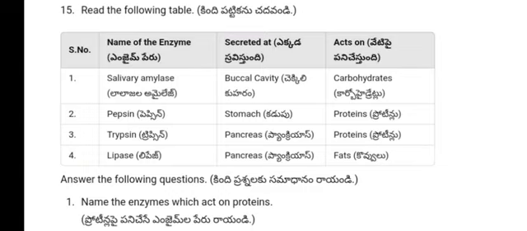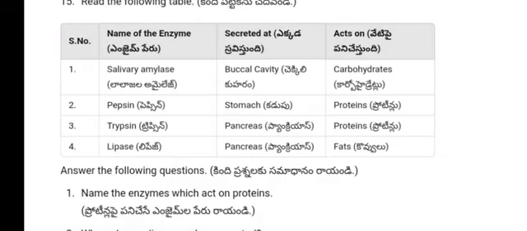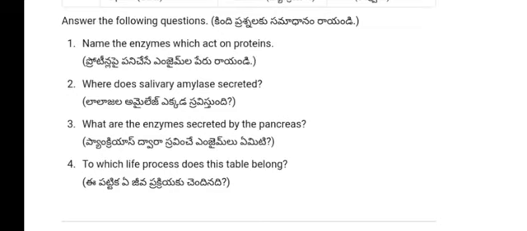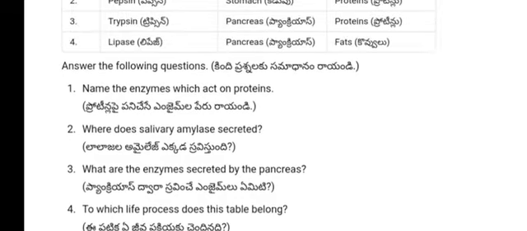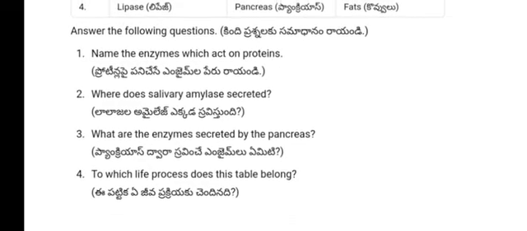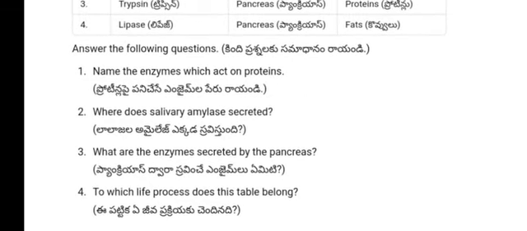1. Name the enzymes which act on proteins. 2. Where is salivary amylase secreted? 3. What are the enzymes secreted by the pancreas? 4. To which life process does this table belong?